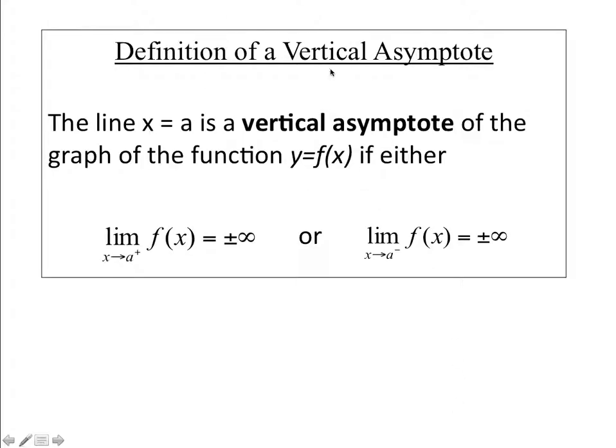Now let's talk about vertical asymptotes. The nice thing is that with vertical asymptotes, we know we are either going to infinity or minus infinity. Okay, so either plus or minus infinity. The tricky part with vertical asymptotes is that we can approach the asymptote from the larger values, in other words the right side, or we can approach an asymptote from the smaller values, the left side.